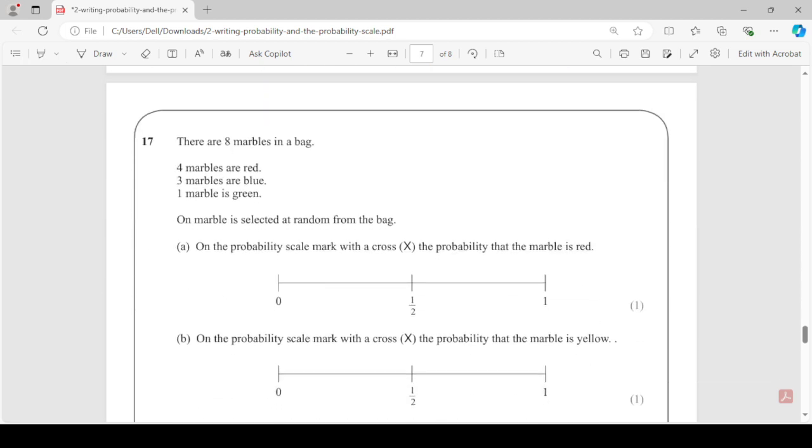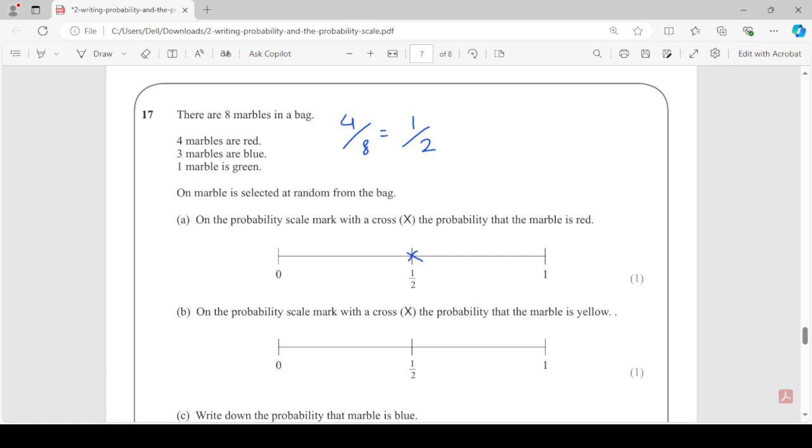Question 17. There are 8 marbles in a bag. 4 marbles are white, 3 marbles are blue, 1 marble is green. 1 marble is selected at random from the bag. On the probability scale, mark with a cross the probability that the marble is red. There are 4 marbles that are red out of 8 marbles. If I simplify this, it's going to be 1 over 2. So the probability of getting a red marble from this bag is 1 over 2.